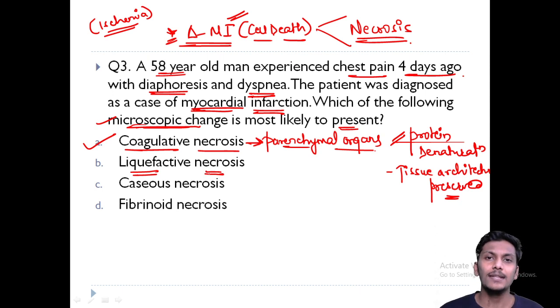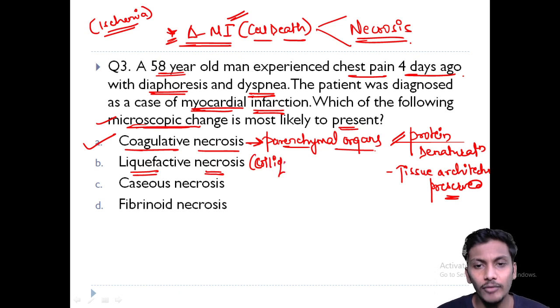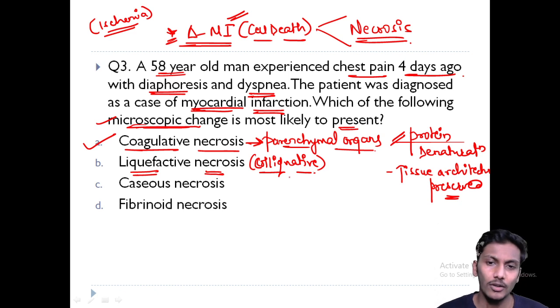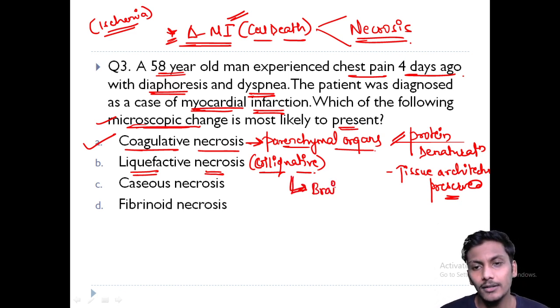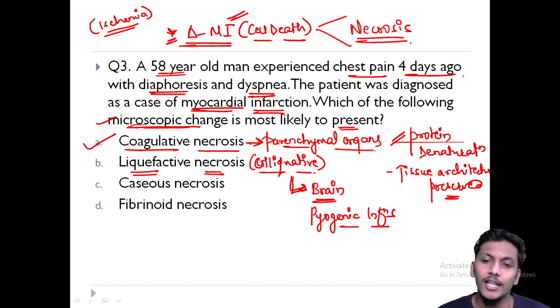In this, what happens is liquefaction of the tissue occurs. It is also known as colliquative necrosis. This usually occurs in which organ? It usually occurs in the brain, and it also occurs in cases of pyogenic infections, like pus forming infections. So please remember, liquefactive necrosis usually occurs in the brain as well as in cases of pyogenic or pus forming infections.